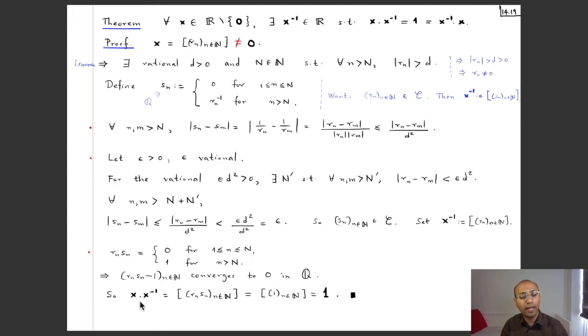So you have that x times x inverse, which is the equivalence class containing the term-wise product of Rn and Sn, is related to the constant sequence 1, 1, 1 because Rn Sn minus 1 converges to 0 in Q. And so the corresponding equivalence classes are the same, but this is the identity element with respect to multiplication. So we have managed to show that x times x inverse is equal to 1, and this shows that every non-zero real number has a multiplicative inverse.